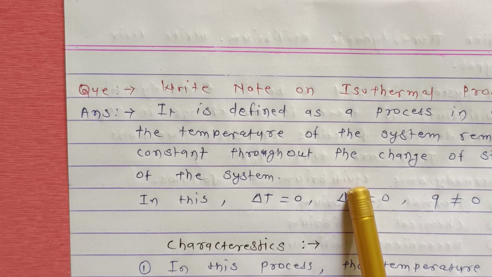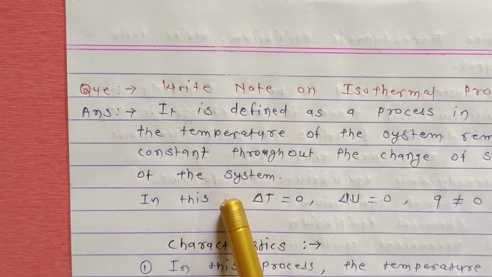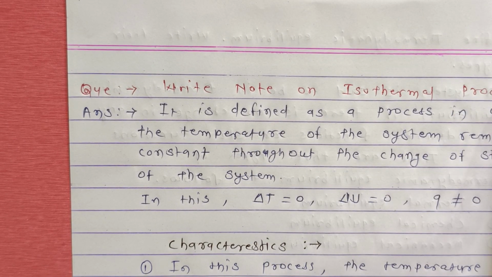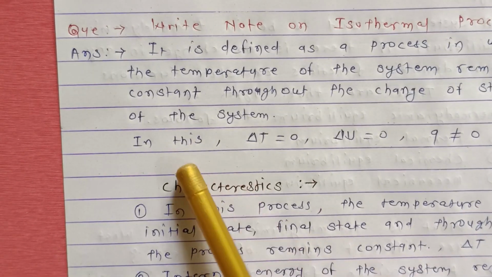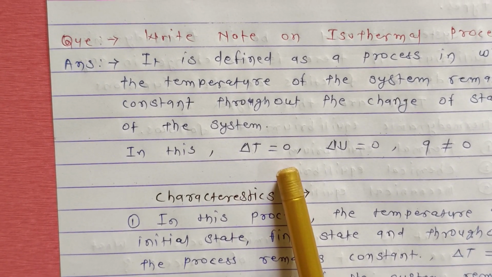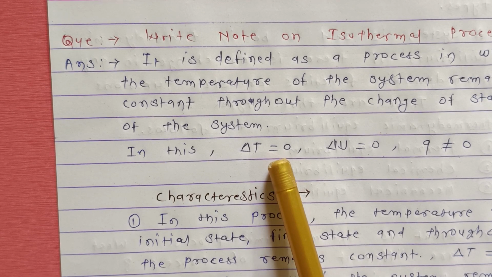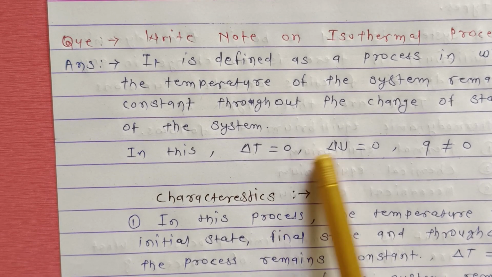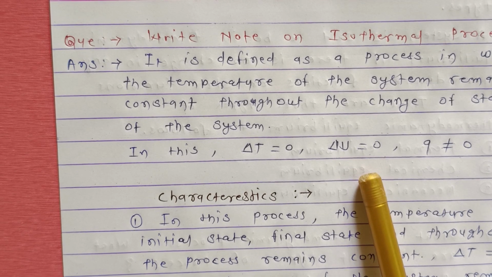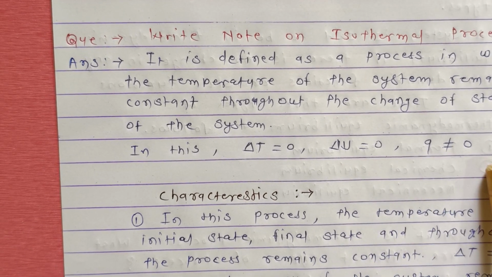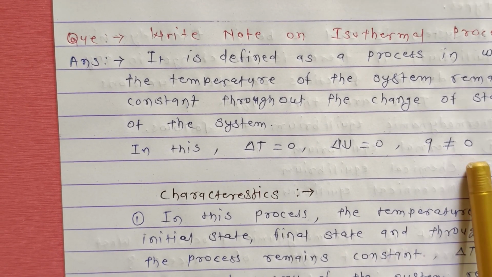First temperature 100, second temperature 100. 100 minus 100, answer will be 0. That's why delta T is equal to 0. Okay. Third temperature 100, first temperature 100. 100 minus 100, answer will be 0. So it suggests that delta T is equal to 0, T2 minus T1. Because temperature initially remains same, in middle remains same, at end remains same. That's why delta T is equal to 0.